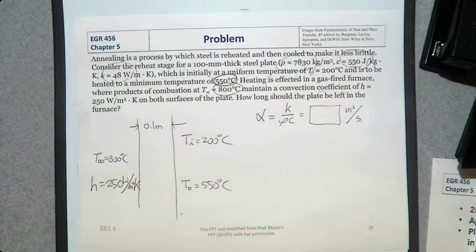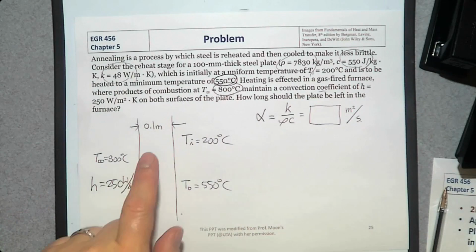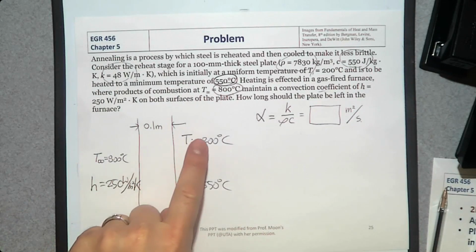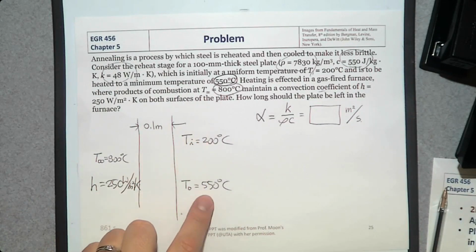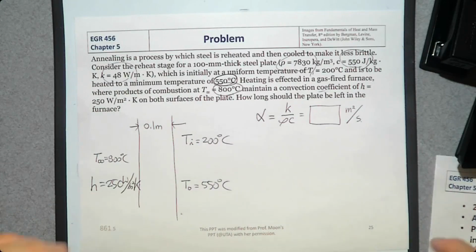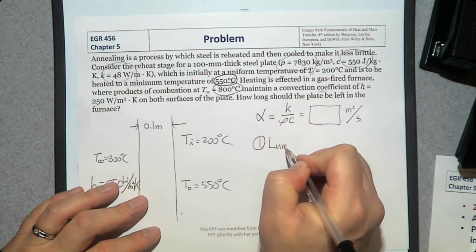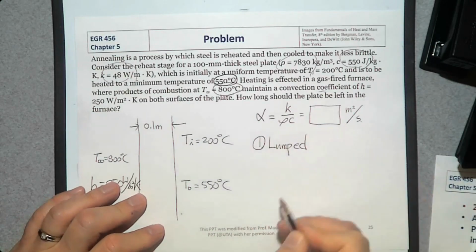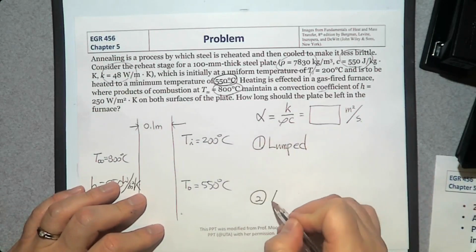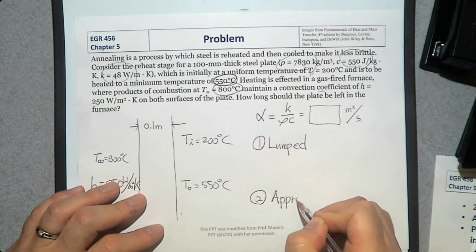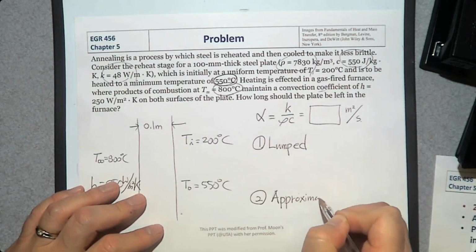So it's a transient conduction problem because the temperature of the system changes from 200 up to 550 degrees Celsius. That's what you need to determine first. And there are two solutions available in transient heat conduction. The first one is lumped system, and the second is approximate solution.